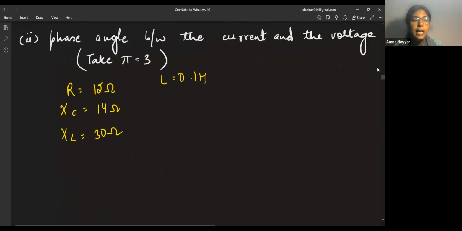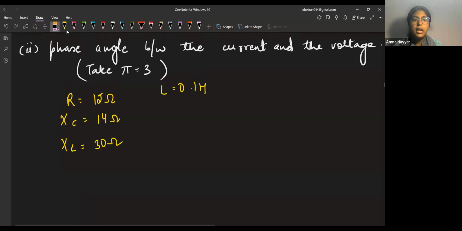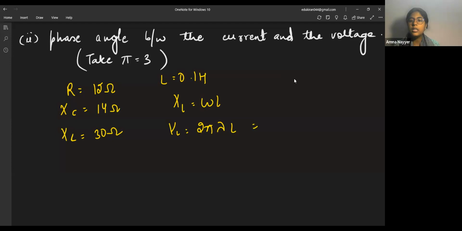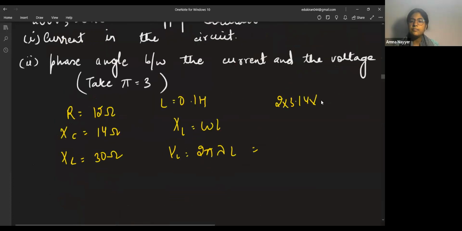See, how will you get 30 ohms? L is given as 0.1 Henry. XL is equal to omega L, and omega is equal to 2 pi nu. So this is equal to 2 into 3.14 into 50 hertz into L, which is 0.1. When you solve this, this will become 30 ohm. So that's how I've written over here 30. So now we have all the three values.